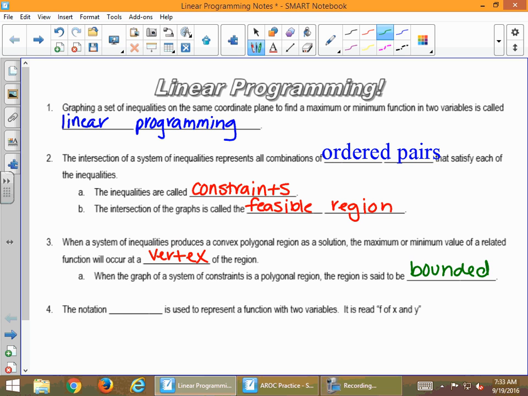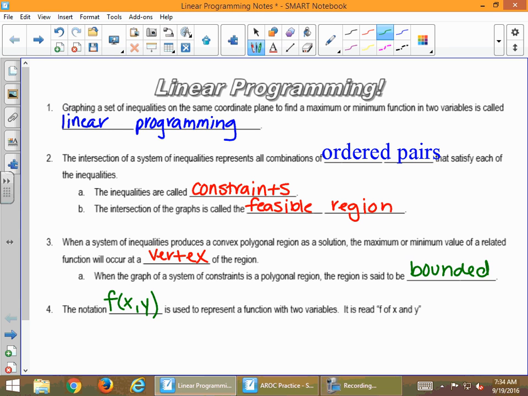The notation f of x, y is used to represent a function with two variables. It is read as f of x and y. Similar to function notation, but we're just dealing with two variables rather than one. Okay? Similar stuff as function notation. Any questions on it?